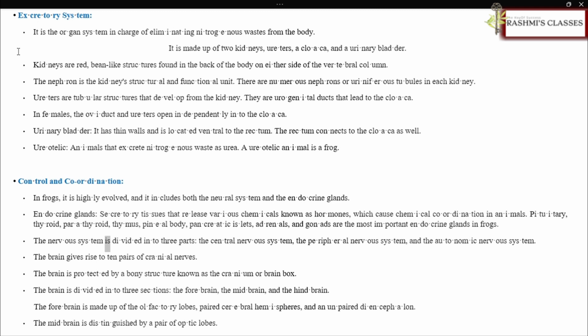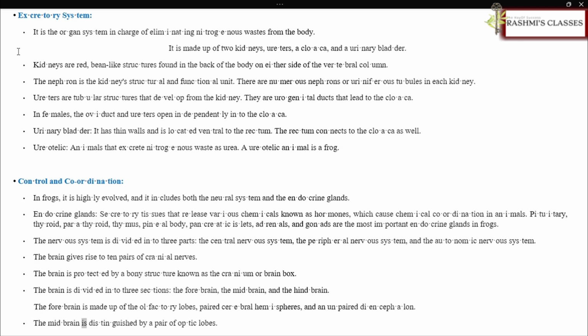The nervous system is divided into 3 parts, the central nervous system, the peripheral nervous system, and the autonomic nervous system. The brain gives rise to 10 pairs of cranial nerves. The brain is protected by a bony structure known as the cranium or brain box. The brain is divided into 3 sections, the forebrain, the midbrain, and the hindbrain. The forebrain is made up of the olfactory lobes, paired cerebral hemispheres, and an unpaired diencephalon.